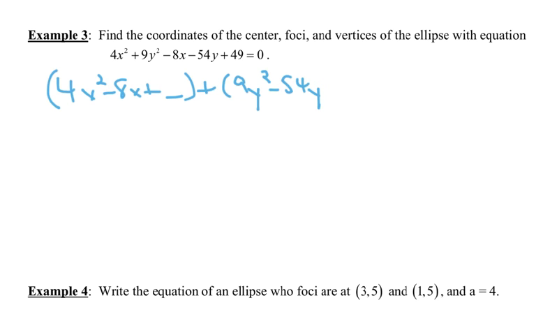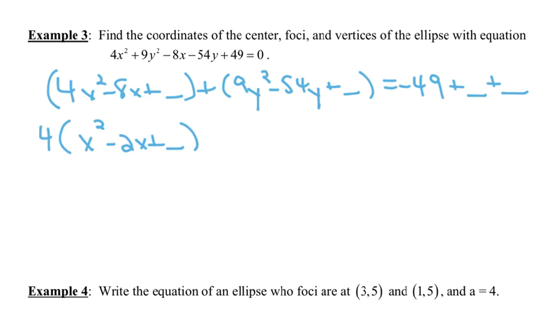You're going to put the y's together, put a blank. You're going to subtract 49 from the other side, and since we're adding 2 numbers to the left, we're going to add 2 numbers to the right. The difference is you can only complete the square if the leading coefficient of the trinomial is 1. So whatever number is in front of x squared, you're going to factor out. And when I factor it out, I'm going to be left with x squared minus 2x plus blank.